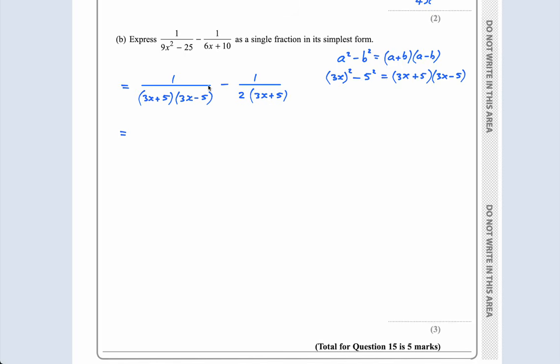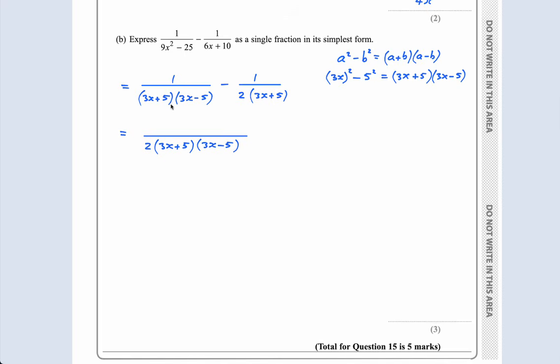The 3x plus 5 is included, so that's fine, but I have to include the 2. So this is actually going to be 2, this is my denominator, into 3x plus 5 and 3x minus 5. Now this denominator now includes all of these terms. It includes this, this, this, and this. And I'm going to put a line over it. So this is the denominator.